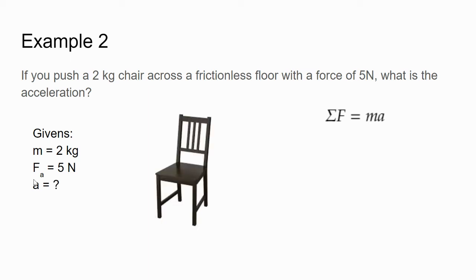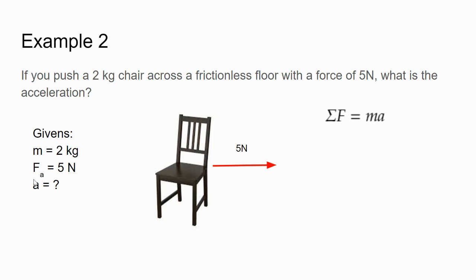Now, if I draw a picture of this chair, I have my chair. Here's my applied force of 5 newtons. If I'm looking at my equation, the net force is equal to mass times acceleration. The only force that's acting in the direction of this acceleration is that 5 newtons, so that's what my net force is going to be. I know that my mass of the chair is 2 kilograms, and I know that I'm solving for acceleration.